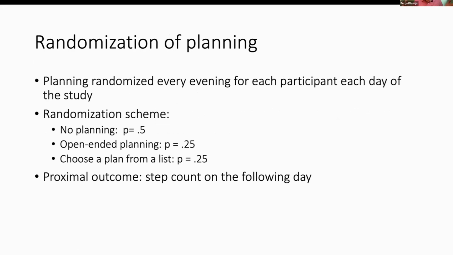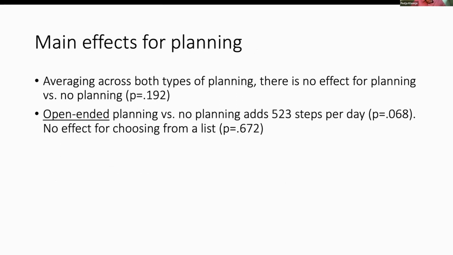So we wanted to see to what extent planning allowed people to get more activity on the following day. And when we looked at planning marginalizing across both types of planning, there was nothing really interesting going on there. There was no difference between planning and not planning. But when we separated them out, it turned out that open-ended planning, so writing a new plan in a text box, added about 500 steps per day over not planning, but there was no effect at all for choosing from a list, right? So this is starting to get a little bit more interesting, right?